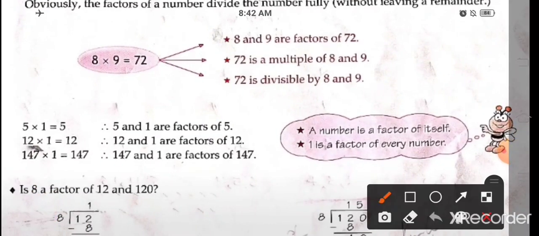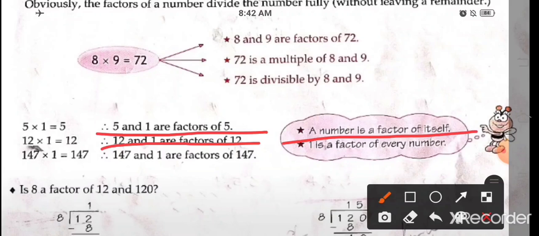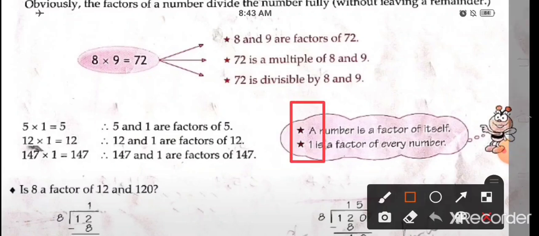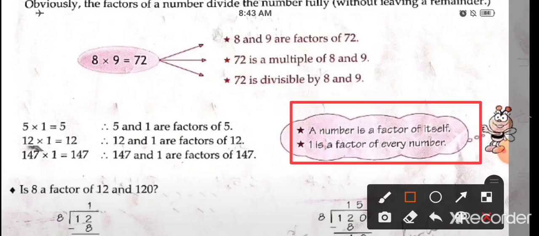Now 5 multiply 1 equal to 5. 5 and 1 are the factors of 5. 12 multiply 1 equal to 12. 12 and 1 are the factors of 12. Like this, a number is a factor of itself. 1 is a factor of every number. Okay, so remember it. Okay, learn it.